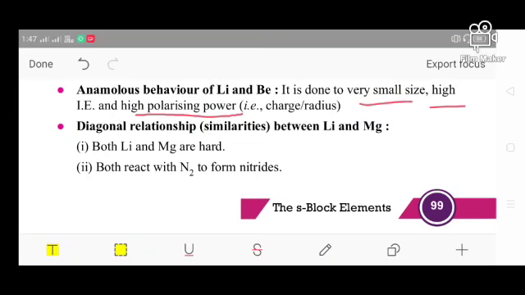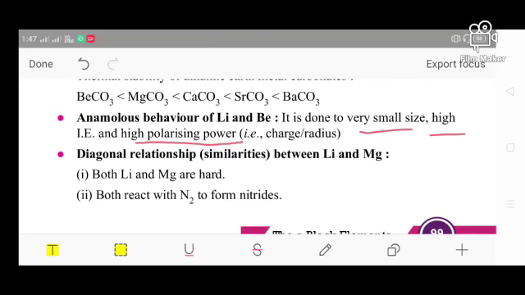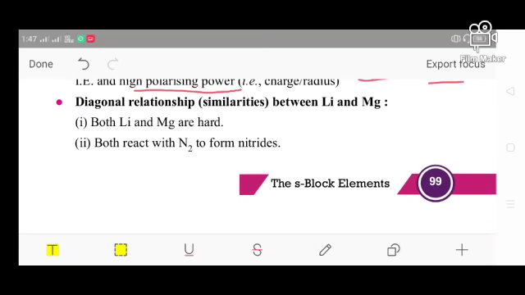Both lithium and magnesium are hard in nature. This is the diagonal relationship, and both react with nitrogen to form their nitrides. So it is the diagonal relationship with the s-block element, that is only lithium. Very simple thing, my dear friends.